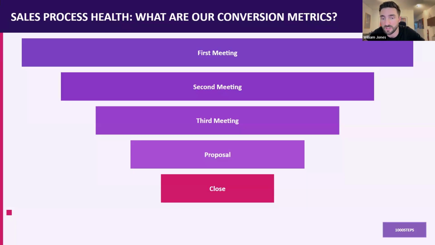Again, your proposals, if you close 1 in 10 proposals, it suggests you're spending a lot of time on proposals that there's no need to. Again, it could be an ICP issue. It could be a pricing issue. It could be that they just don't trust you yet. They've not spent enough time with you yet. To identify these issues, I think we really need to understand where we are.